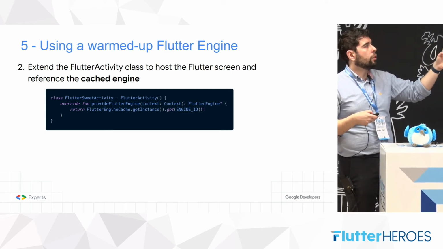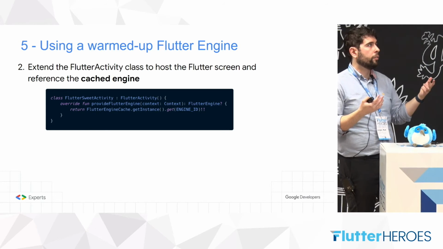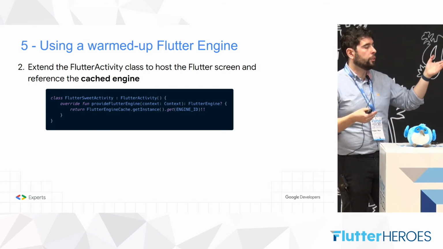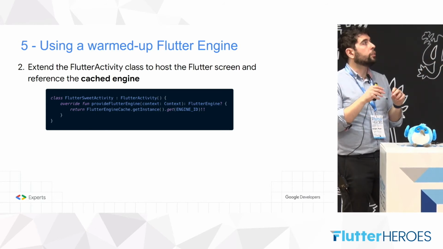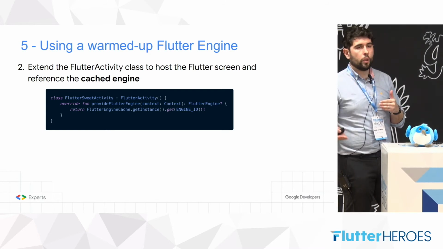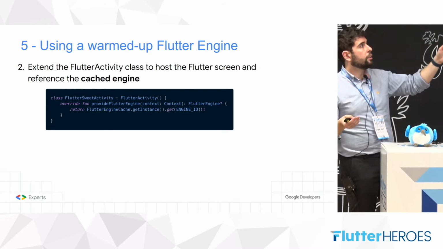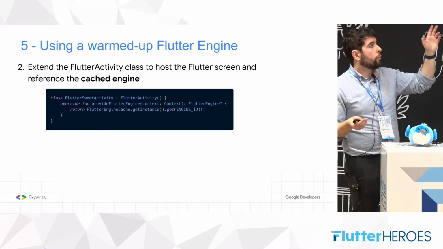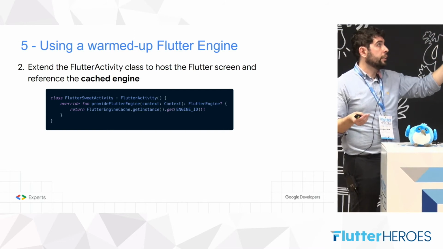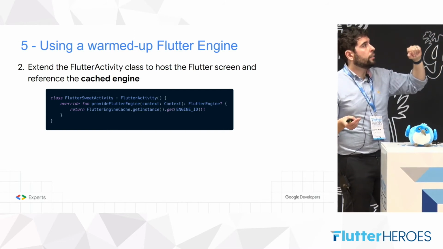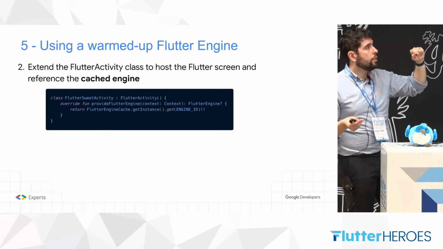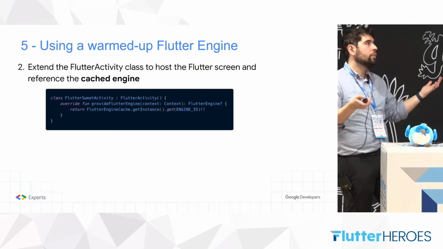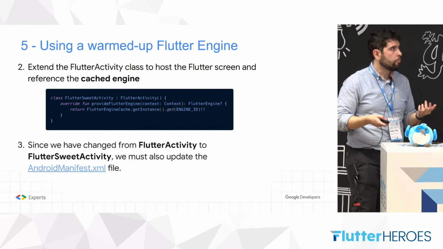Well, instead of using the default code that we have in the Flutter activities, so as you saw previously, we had the create default intent to go to our Flutter activity. In this case, we are going to create a new activity that extends Flutter activity, and that has the provide Flutter engine, and what we provide, well, the cached engine that we created before.